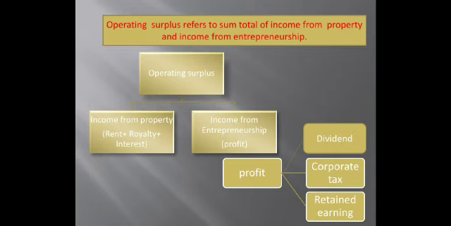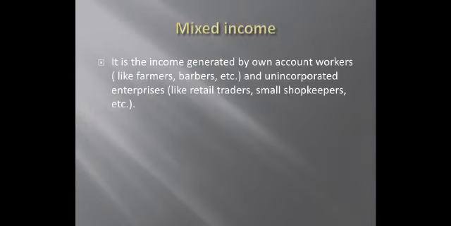Let us discuss our next topic, that is mixed income. It is the income generated by own account workers like farmers, barbers, etc. That means they are working for themselves, they are self-employed, and unincorporated enterprises like retail traders, small shopkeepers, etc. These are also included in national income.